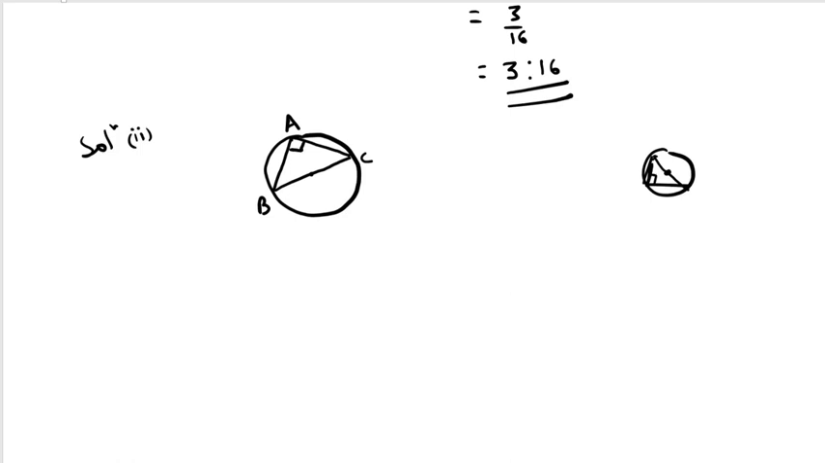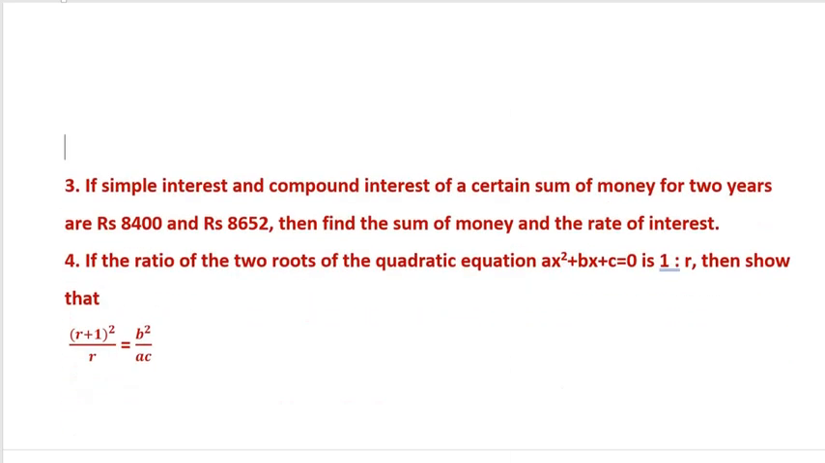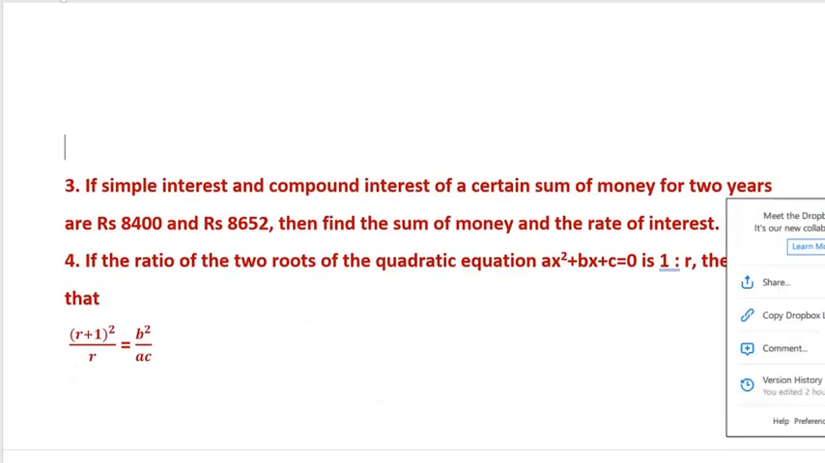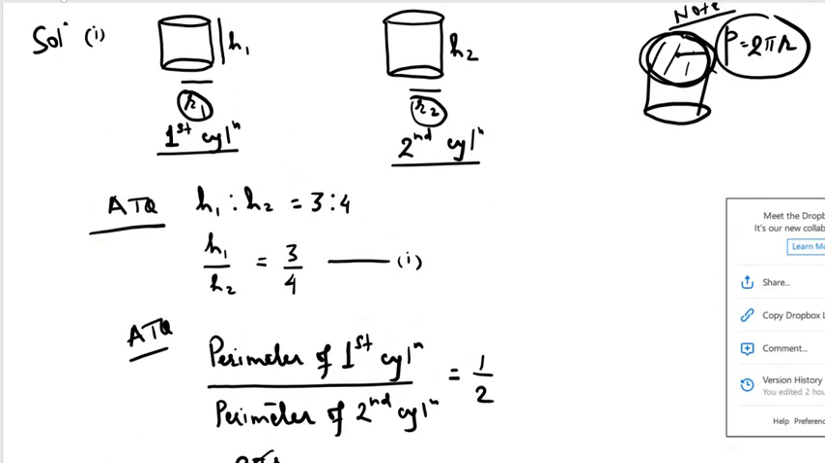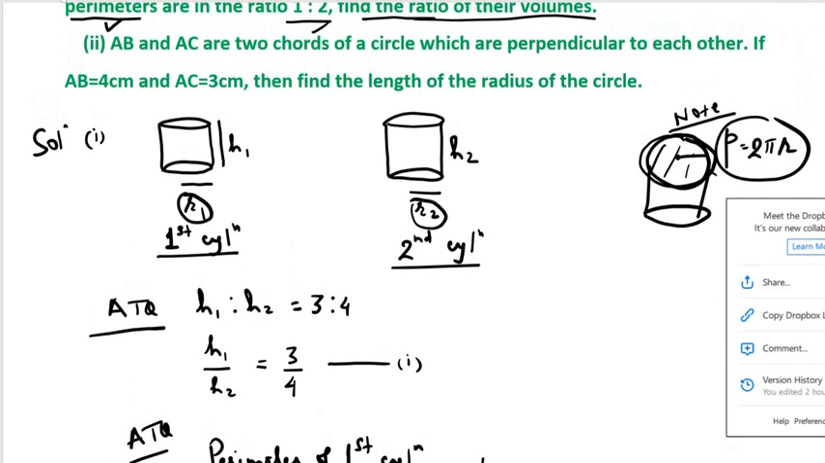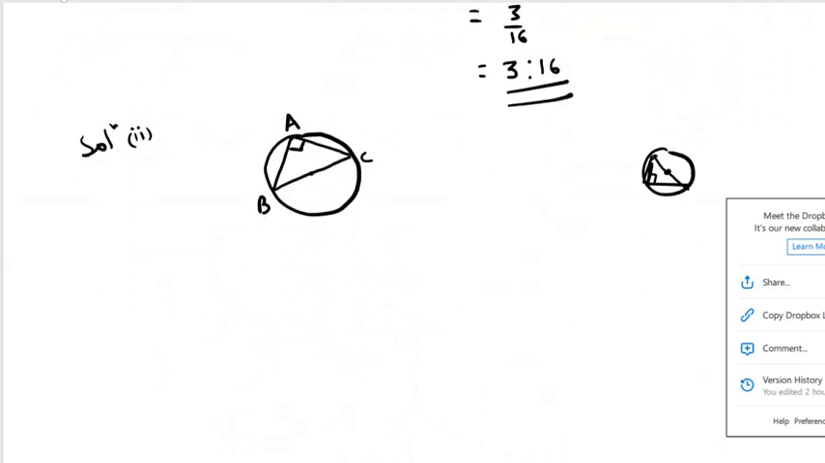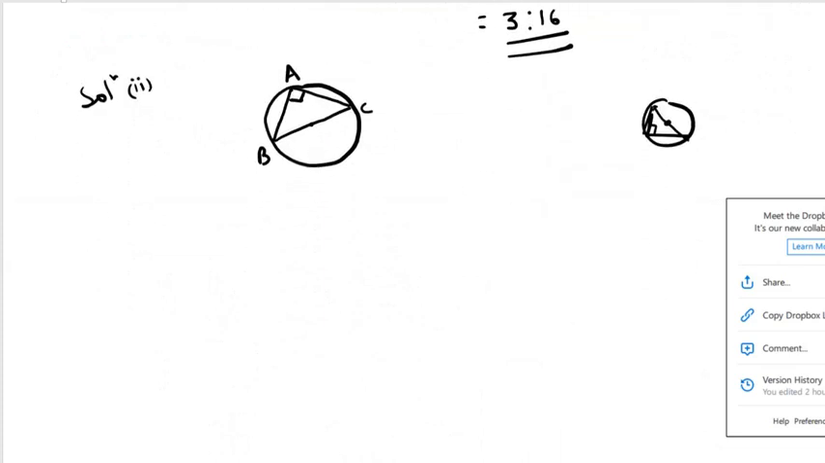Okay, and then AB is given how much? AB is given how much? What is the value of AB given to us? Okay, AB is given 4 and AC is 3. Okay, so AB is 4 centimeter and this AC is 3 centimeter, and you can find BC using Pythagoras theorem.